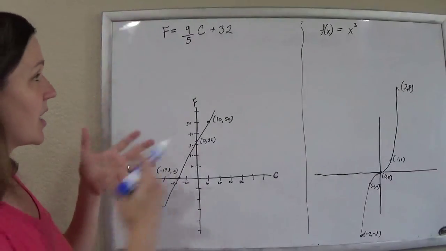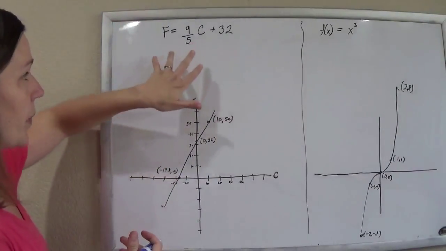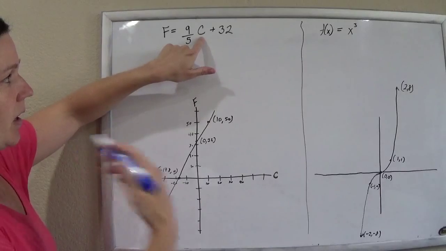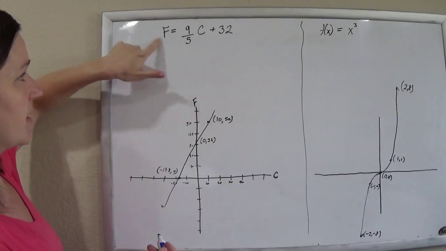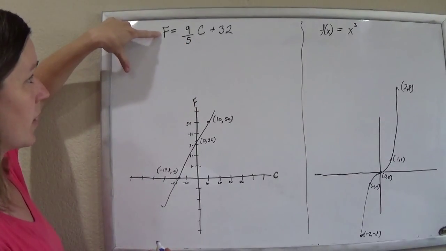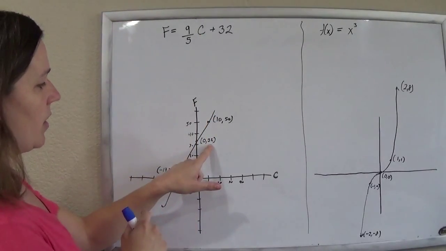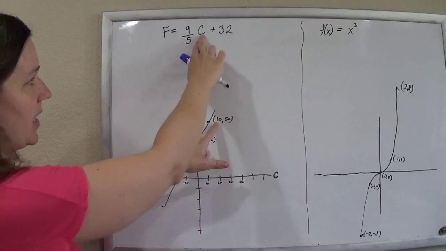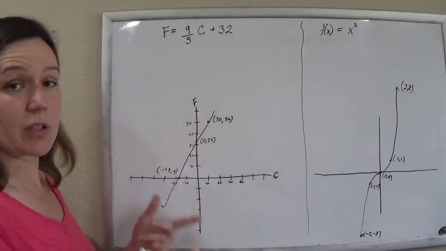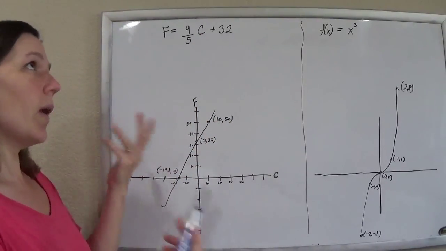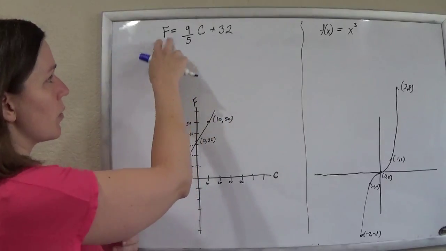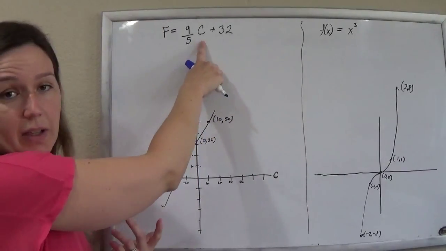So we have a classic example of inverse functions here. If I'm given a temperature in Celsius, I can easily find the degrees in Fahrenheit. If I put in 0 for C, I get 32 degrees Fahrenheit. If I put in 10 degrees for Celsius, I get 50 degrees for Fahrenheit, and so on. But what if I had the reverse? What if they told me the Fahrenheit and I wanted to find the Celsius?